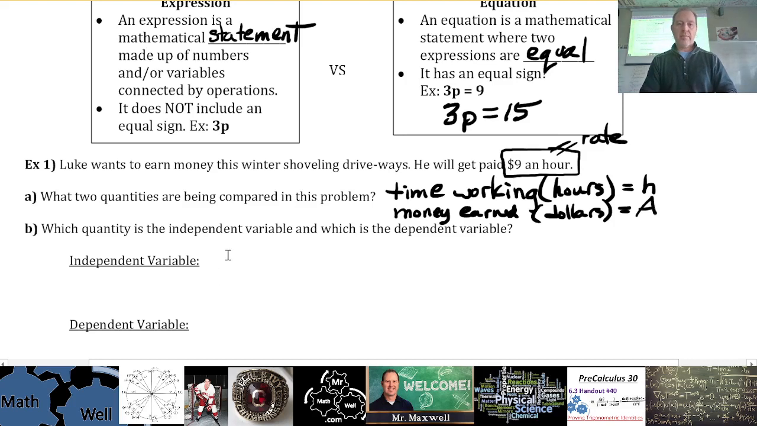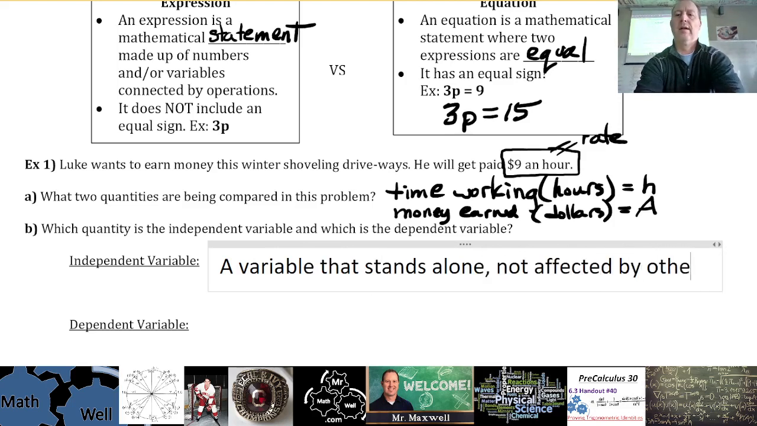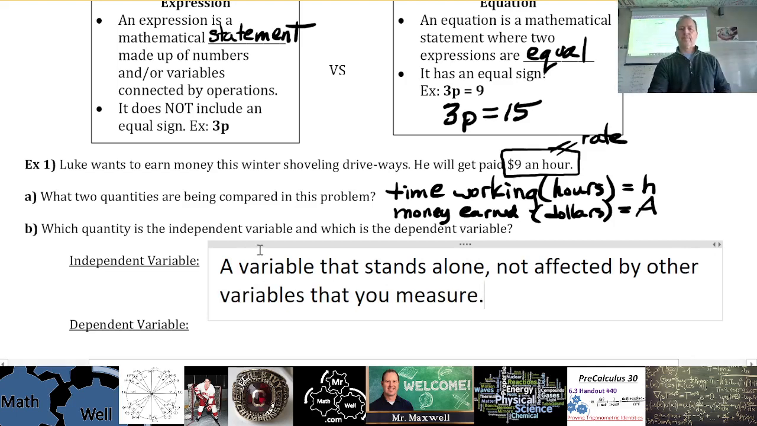So let's jot that down here, and I'll type this so it's a little easier for you guys to read. Okay? So the independent variable is a variable that stands alone, not affected by other variables that you measure. Another way I like to think about it, it's the one that you start with. You start with this changing quantity, and then you go ahead and measure the second one. So which one do you start with? With dollars earned and hours worked, you always start with, how many hours did I work? That is going to indicate how much money I earn. So it is the variable that stands alone, not affected by the other variables you measure.